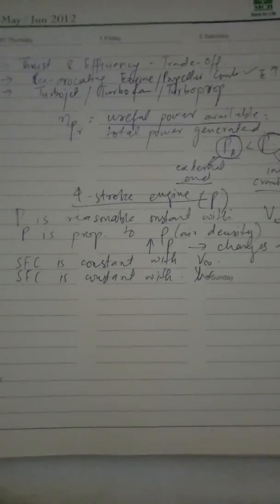We discussed the concept of useful power available divided by total power generated, where PA is less than P. In the reciprocating engine and propeller combination, the internal power is generated by the engine through the crankshaft, that is P, and the external power is generated by the propeller, that is PA. PA is always less than P.